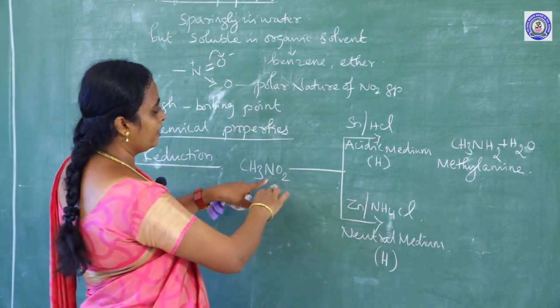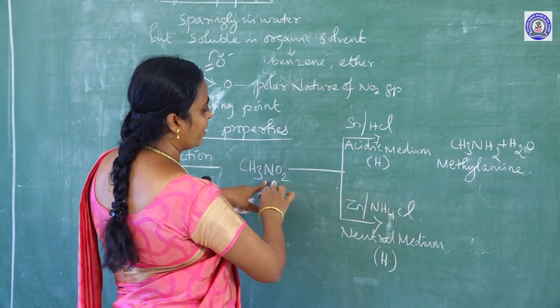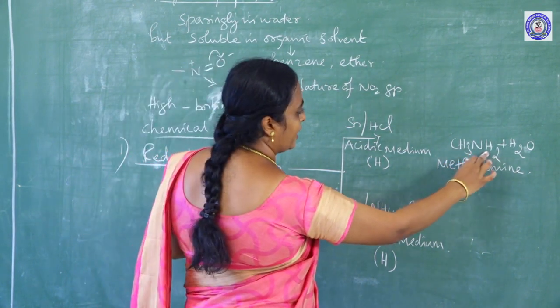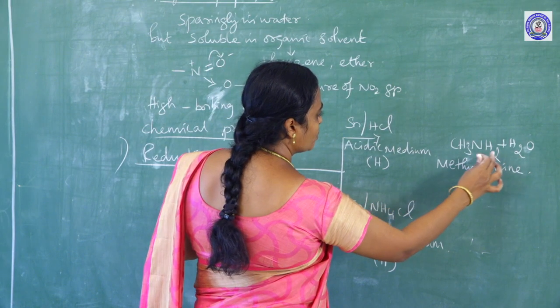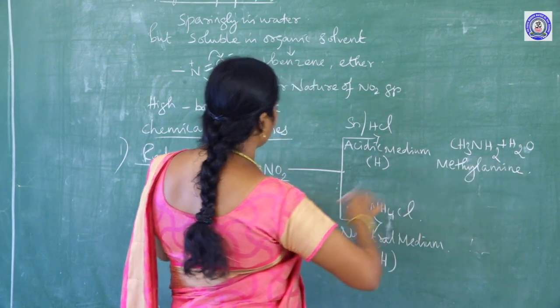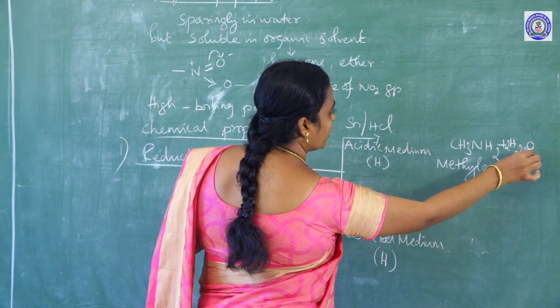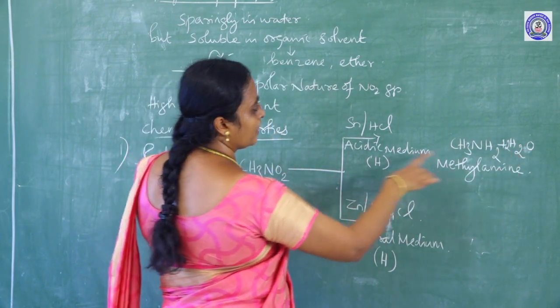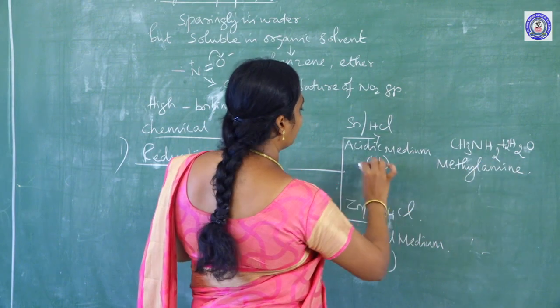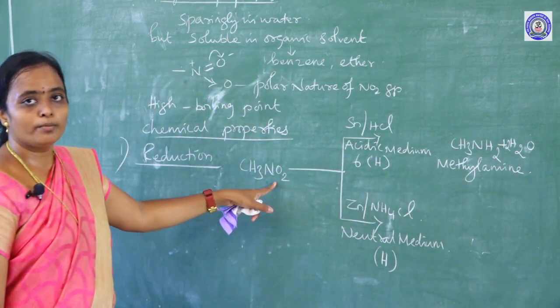If I add hydrogens to give NH2 here and H2O, then to balance the 2 oxygen I should put 2 here. So, here 2 oxygen, here 2 oxygen, and how many hydrogens are needed in total? 6 hydrogen. So, how to balance this?